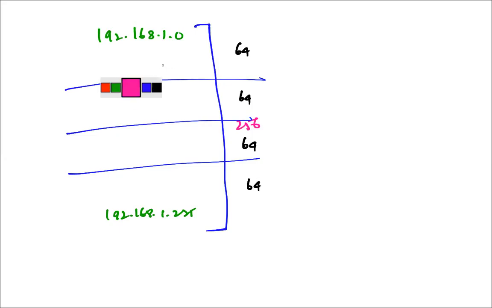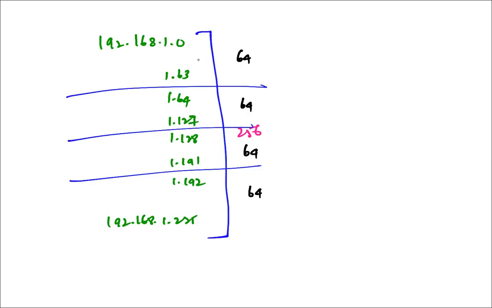So what are we going to have? We're going to have 1.0 to 1.63. You got it? So 0 to 63. And then 1.64 to 1.127. And 1.128 to 1.191, right? That is what this 64 is. And then we're going to have 1.192 to 1.255. Good. So let's write this in the table. It's very easy, now you got the idea, right? When you break into four networks, you're going to have 64 IPs.